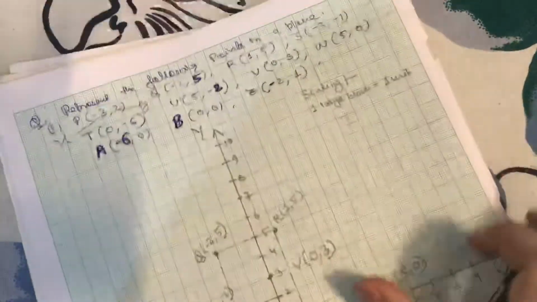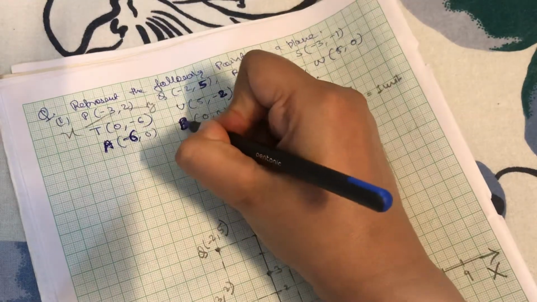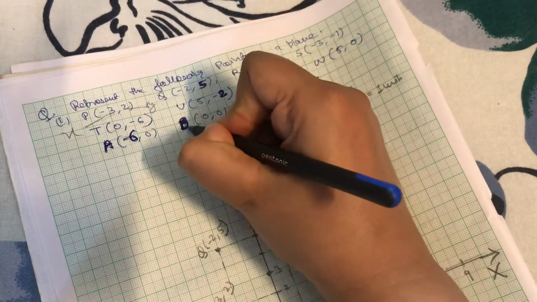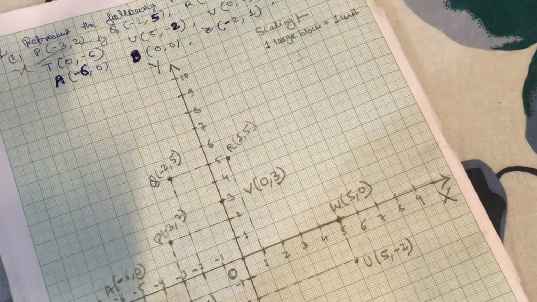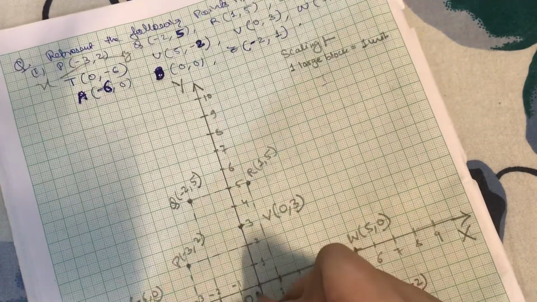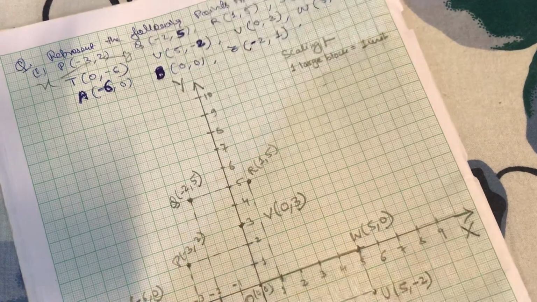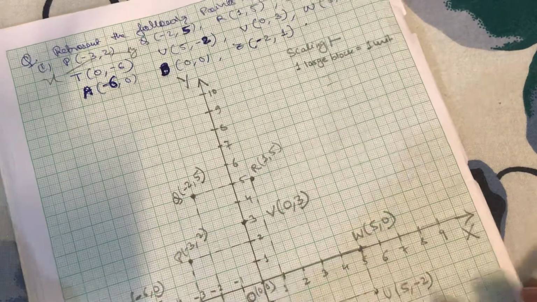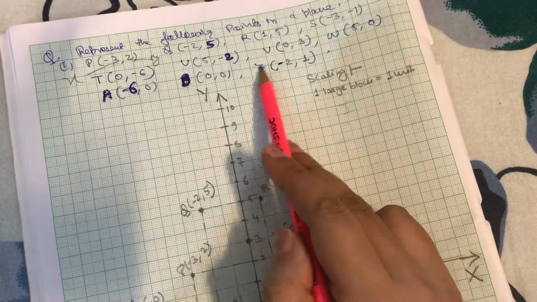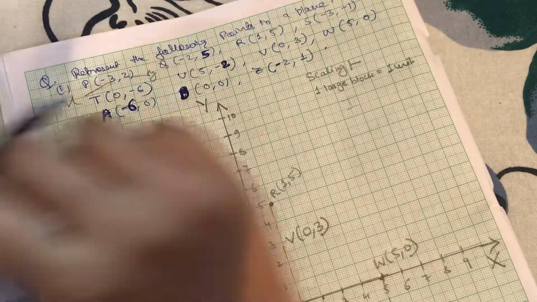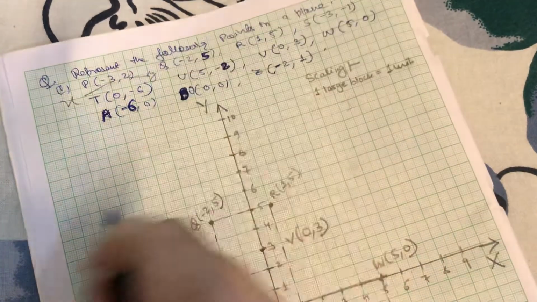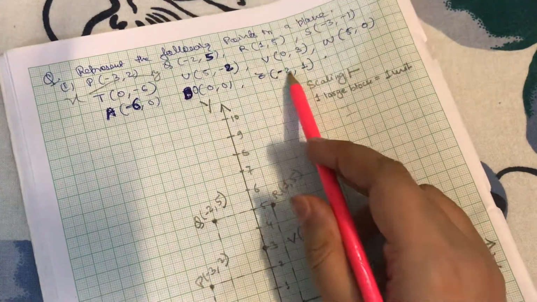Let it be O only, because the origin is normally taken as O. So this is my point O, which equals 0, 0. And the last one is Z. Z is minus 2 and 1.